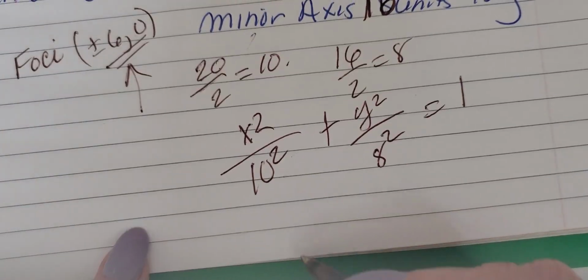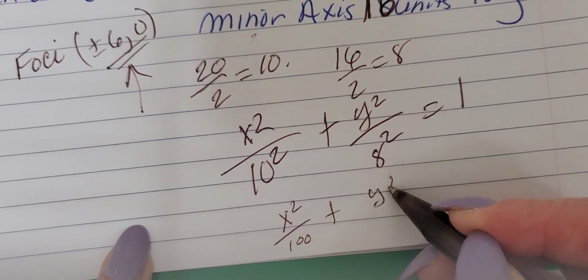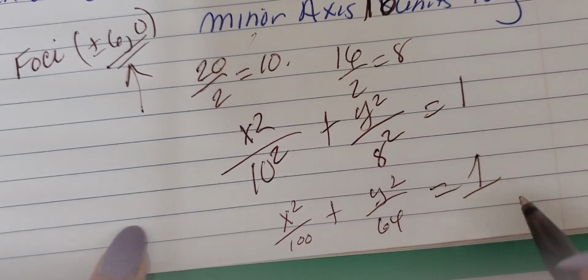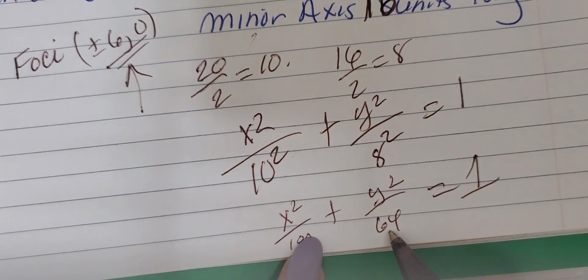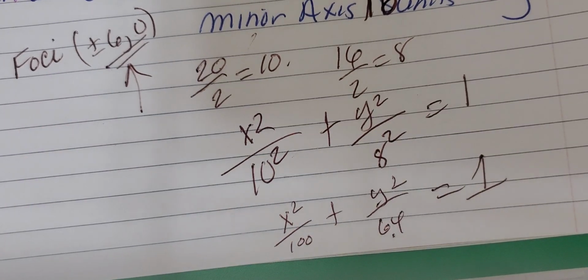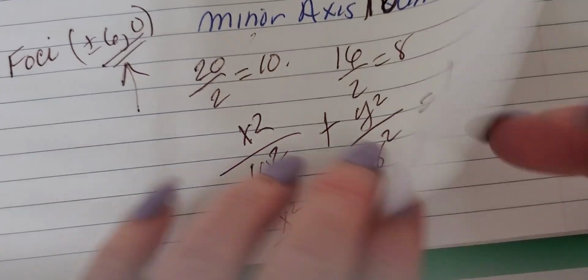So what's our ellipse? It's x squared over 100 plus y squared over 64 equals 1. And if I subtract those two, I'll get 36, and the square root of 36 is 6, so it works. Okay? Yeah, I forgot to give you that. That's kind of important.